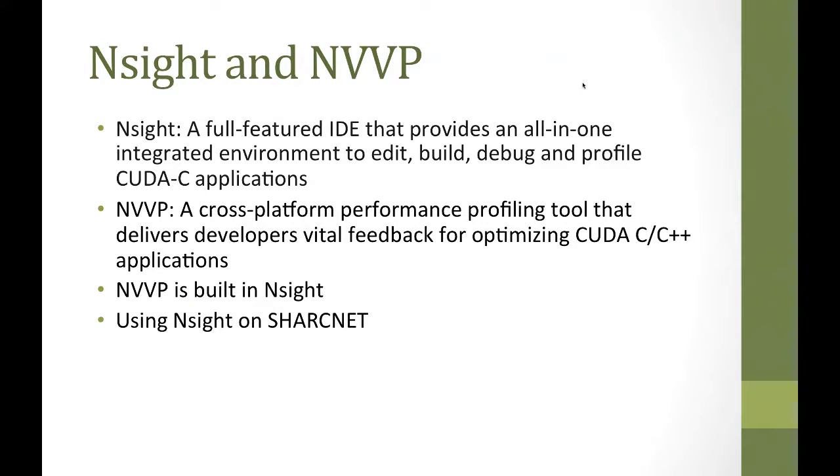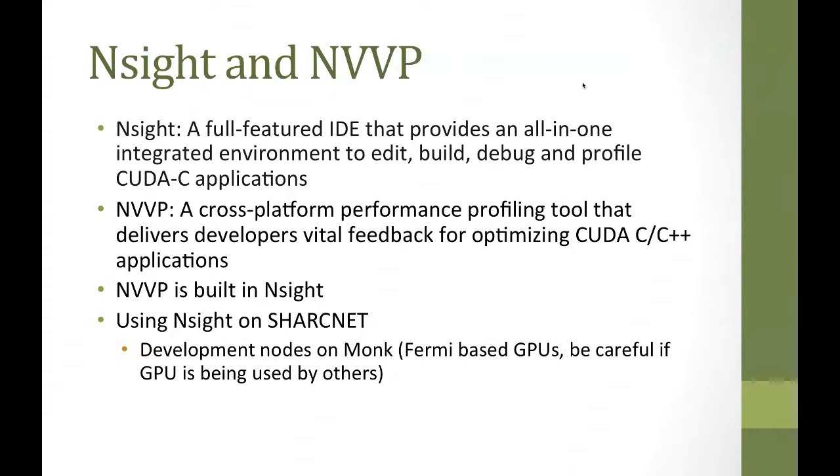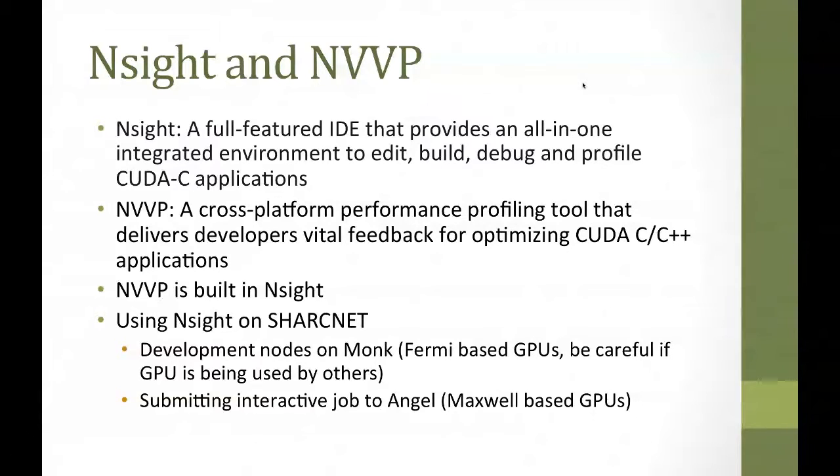Okay, so there are two ways to use Nsight on SHARCNet. The first way is to use the development nodes on Monk or any other contributed cluster that has development nodes. You can SSH to the development nodes and use X11 window forwarding to open a window where you can see Nsight. I will show you how to do that later. But you have to notice that the GPUs on Monk are relatively old, Fermi based, so they may be missing some functions. I would suggest you use a newer GPU.